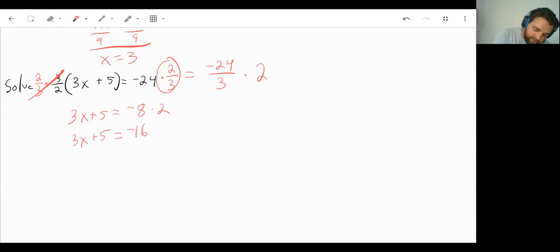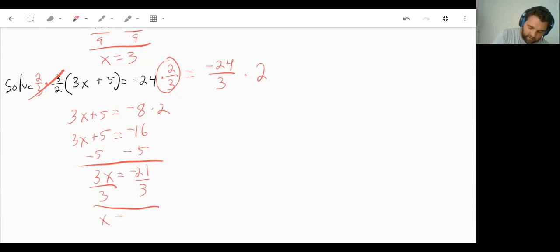Now we can subtract 5 from both sides to get the x part by itself. So we'll be down to just a 3x equals negative 21. And now you can divide both sides by 3 to come out with an x equals 7.